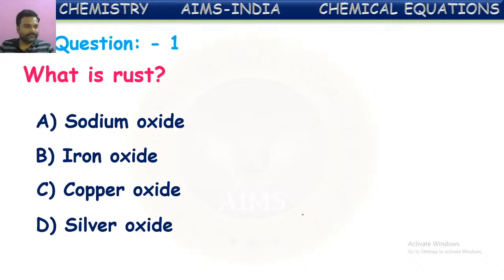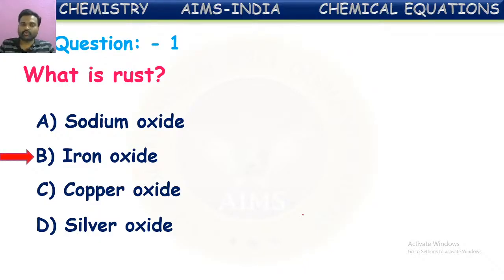Yes, anyone can try the answer for it. Which of the following oxides represent rust? You can try by giving the answer in the live chat. Some of you have tried already. Yes, it is the correct answer, Khan. Many of you have given the correct answer. Yes, it is iron oxide.